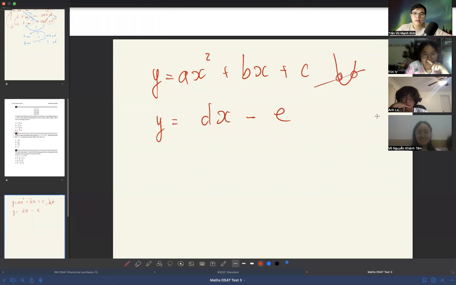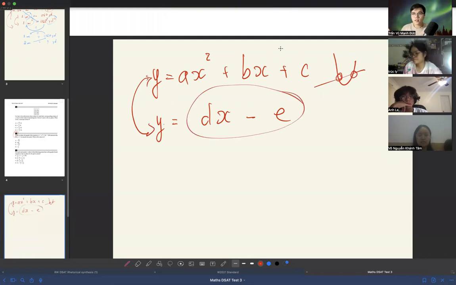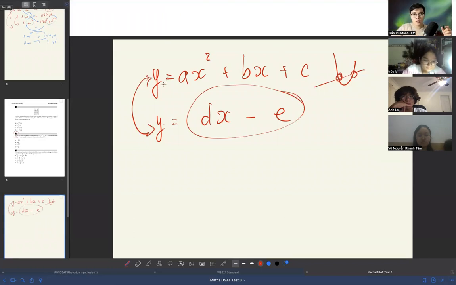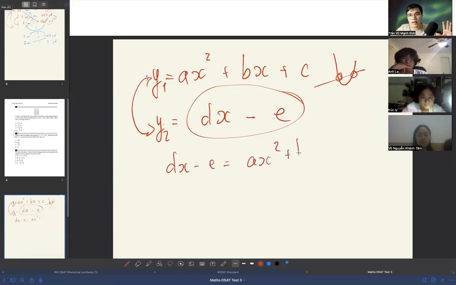All right, because they are intersecting, they're going to have an equal value of y and an equal value of x, right? So if I let the two y's equal, because this side will equal to y, the right side will be equal to the left side. In our case, we have the two y's, y1 and y2, equal to each other. So let's combine these into one: dx minus e equals ax squared plus bx plus c.